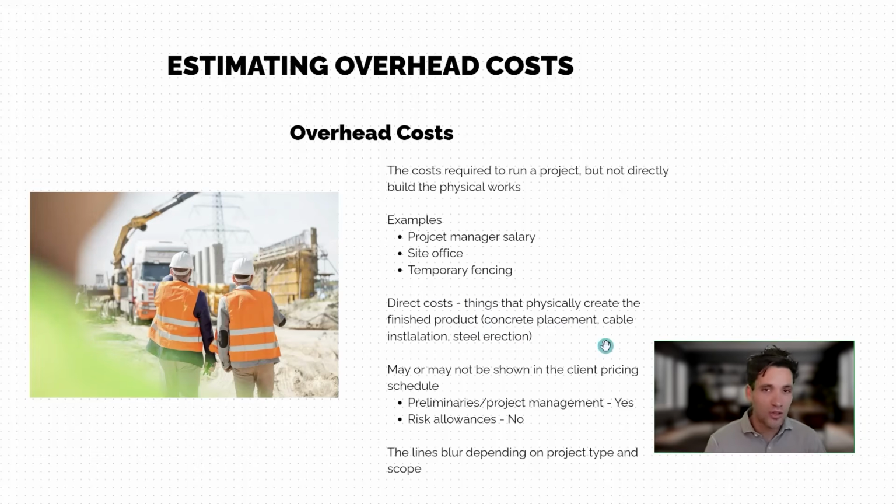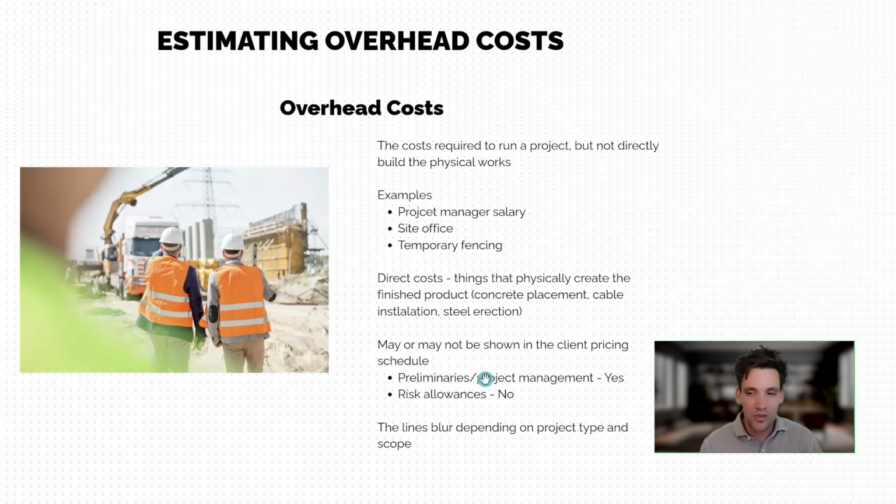Things like pouring concrete, installing cables, or supplying and installing structural steel. Now, one critical thing to note, and I'm a little bit torn around the correct terminology to use, particularly in my estimating software Opera, is that often your indirect costs aren't shown in your client pricing schedule. So there might be a line item in your pricing schedule for preliminaries and project management, but you typically wouldn't have a line item for things like risk allowances or bank guarantees.